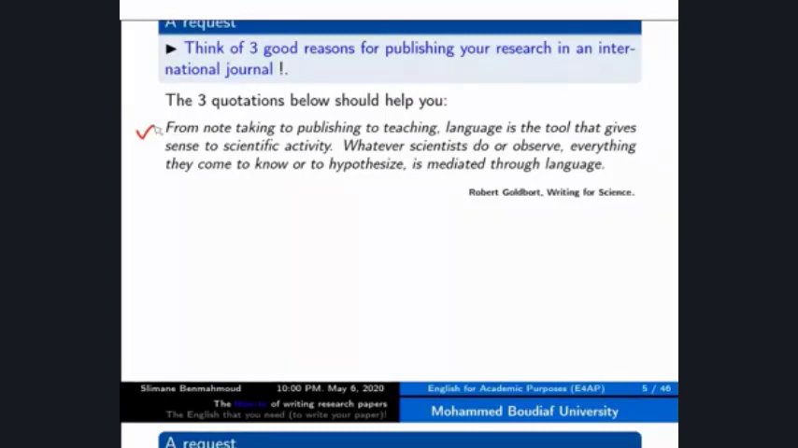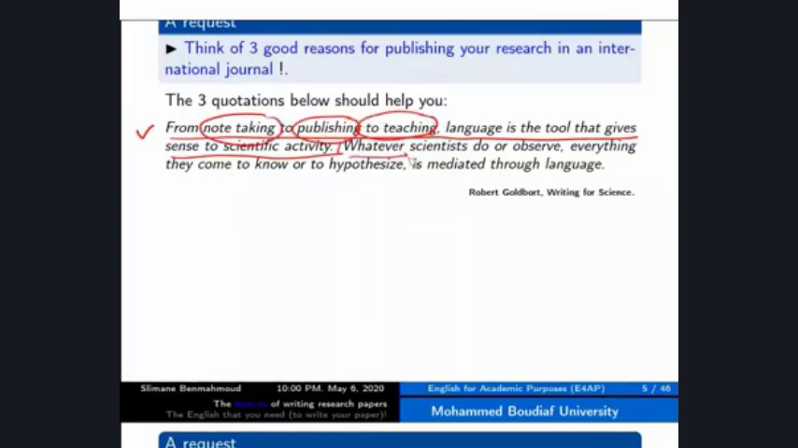Okay, great. Let's start with the first quotation. Let's read it. From note-taking to publishing, to teaching, language is the tool that gives sense to scientific activity. What does this mean? This means that if you want to give sense to scientific activities, you need language as a tool to do so, whatever language is used for note-taking, for publishing, or for teaching.